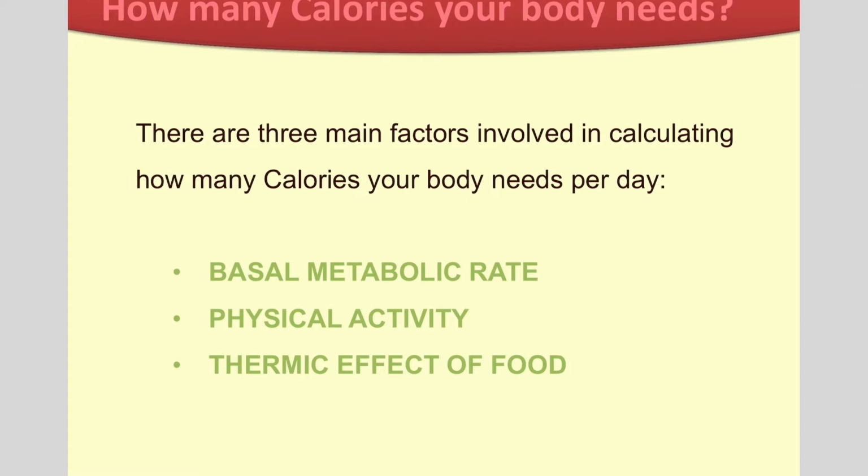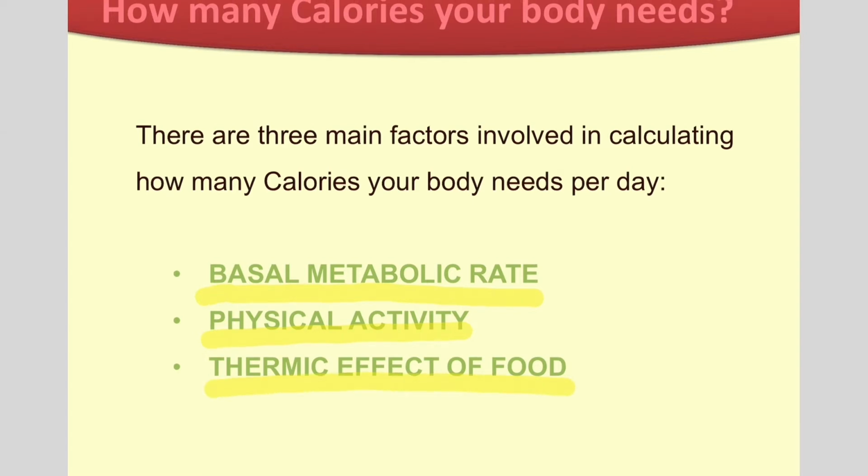There are three main factors involved in calculating how many calories your body needs per day. The first factor we are going to see will be the basal metabolic rate, and we are going to explain what this means. The second factor will be the physical activity. And the third factor, the thermic effect of food. All these factors influence how many calories we need.